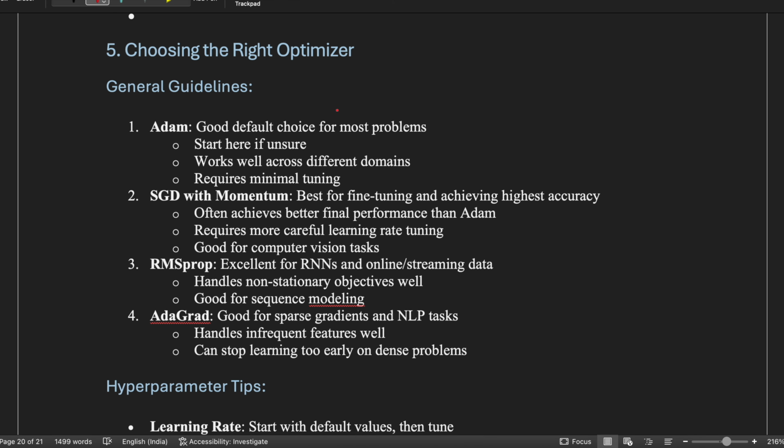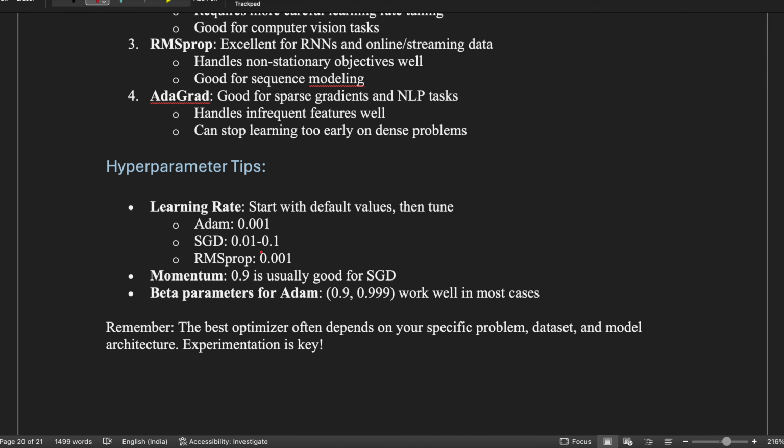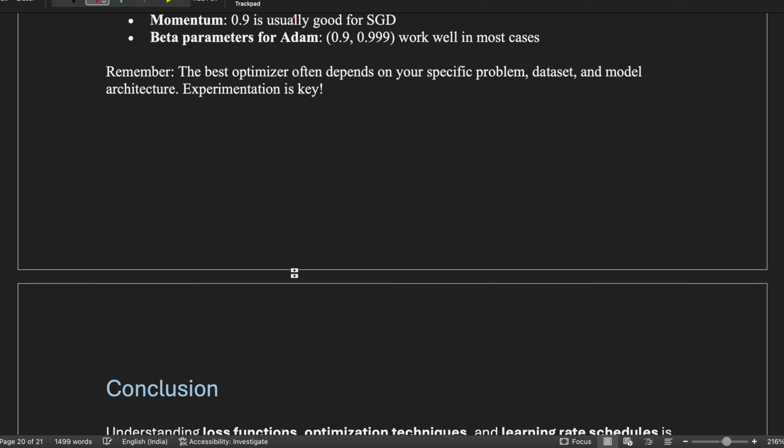So, choosing the right optimizer, the general guidelines: Adam is a good default choice for most problems. Start here if unsure, it works well across different domains and requires minimum tuning. Then you can try SGD with momentum, best for fine tuning and achieving the highest accuracy. Then RMS prop you can try, and AdaGrad you can try. The hyperparameter tips we'll be doing later on, but this is how you can use Adam, how you can fix the learning rate, and you can read more about it.